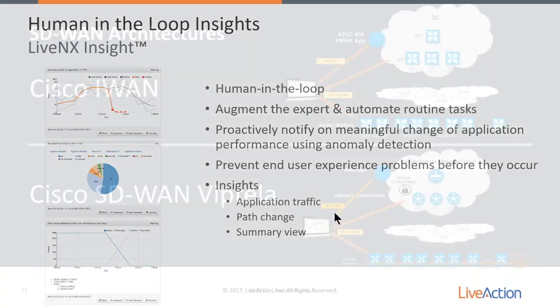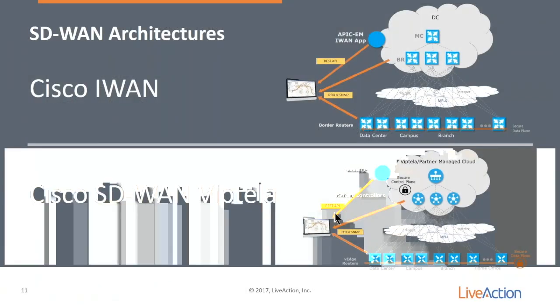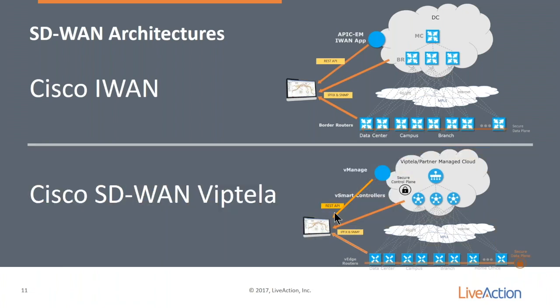So I think we got through this slide. So this is my intro slide to the demo. What I'm going to be showing you is SD-WAN architectures using the Cisco IWAN and the Cisco SD-WAN branded Viptela. On the right-hand side, I'm not going to go into too much detail, but basically you're going to have branches, campus, data center, using a controller, getting REST API, IPFIX, SNMP data from the edge devices. So that's the bigger picture of what I'm going to be showing you in the demo.